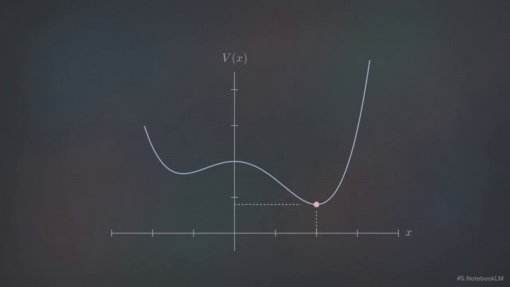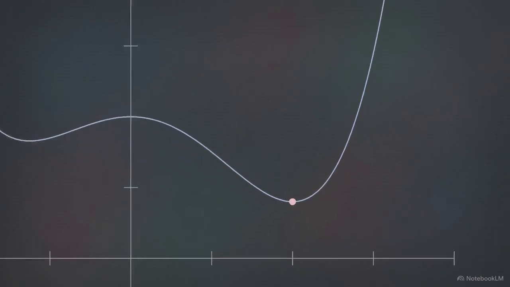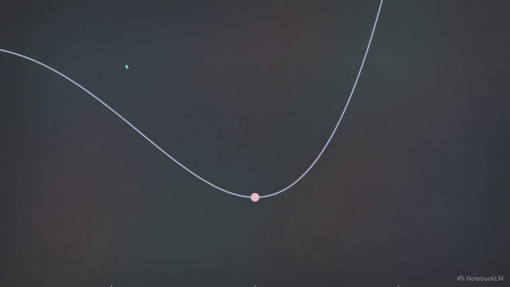Take any smooth potential energy curve and run a Taylor expansion around its local minimum. The first derivative vanishes, leaving a quadratic term as the dominant feature. Zoom in close enough and every stable equilibrium looks like a parabola.